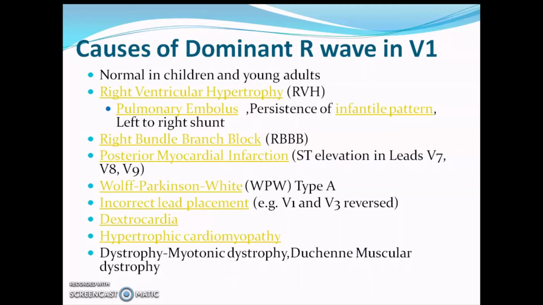In dextrocardia, as the heart is on the right side, the R wave in V1 will be taller. In hypertrophic cardiomyopathy, due to increased muscle mass, there will be a dominant R wave in V1, and there are some conditions such as dystrophy. This is important for pediatric patients. So you will get a dominant R wave in muscular dystrophies, but most of them are associated with cardiomyopathies.